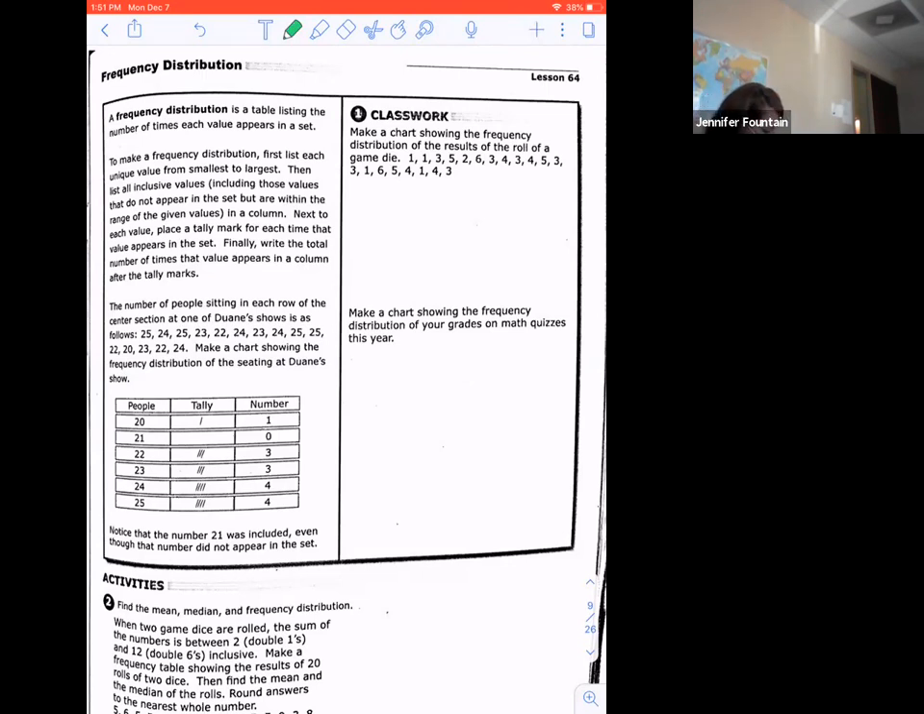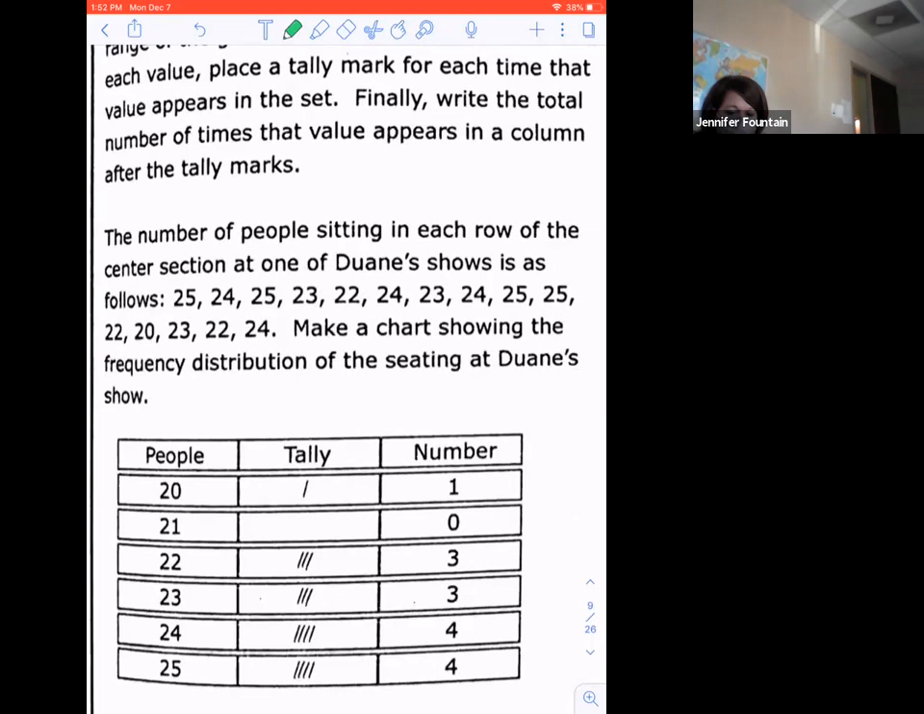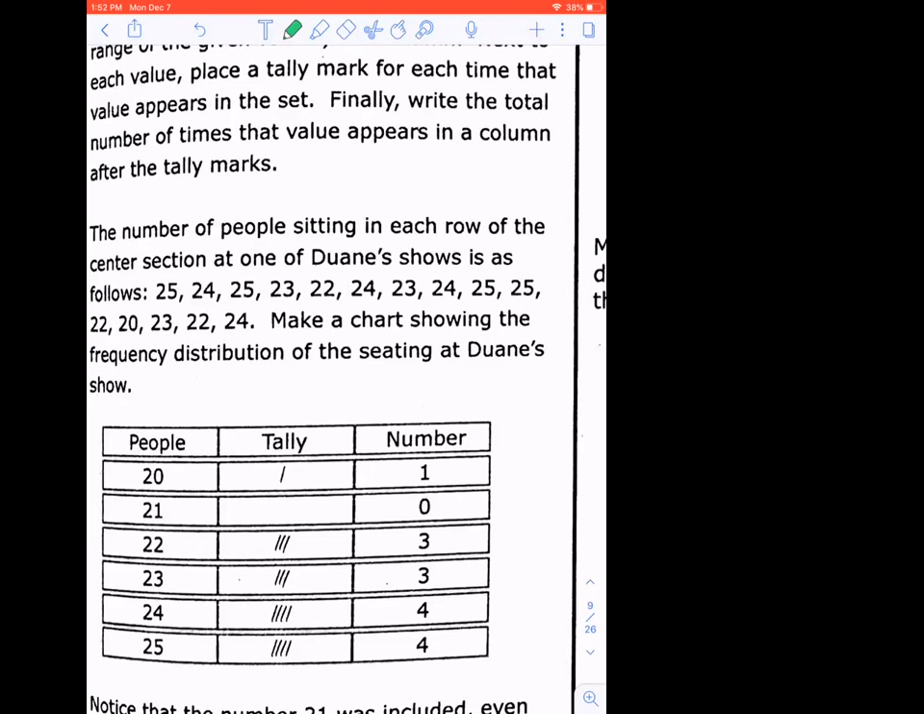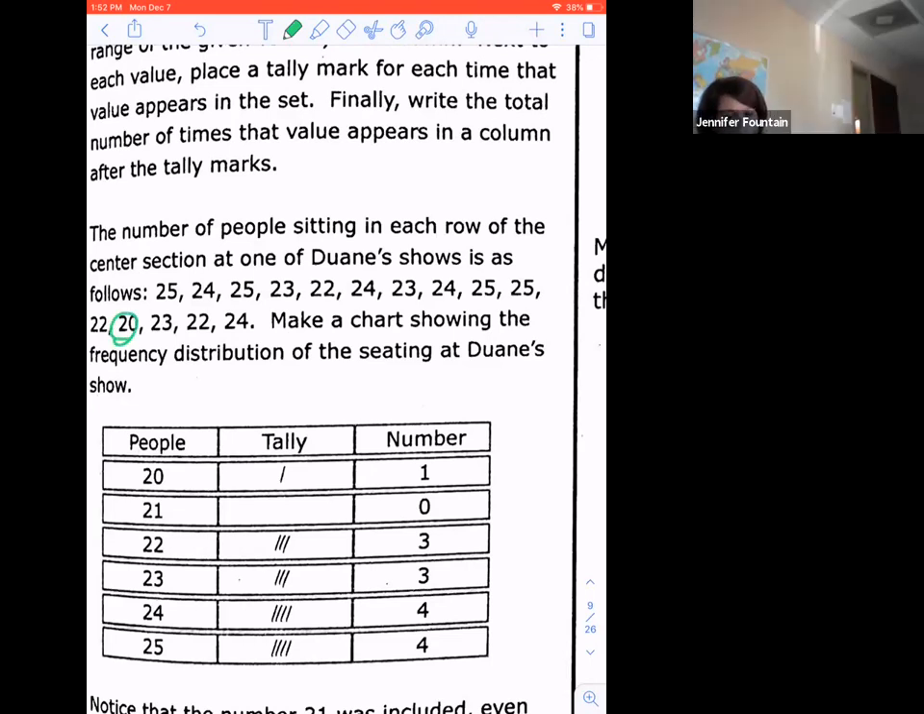So it says the number of people sitting in each row of the center section at one of Dwayne's shows is as follows. 25, 24, 25, 23, 22, 24, 23, 24, 25, 25, 22, 20, 23, 22, and 24. Make a chart showing the frequency distribution of the seating at Dwayne's show. So what is our smallest number that was listed there? Look at that list in the green box. I'm on page 141. 20. My smallest number listed is 20. What is my largest number listed? 25. So I know I've got a smallest and largest.